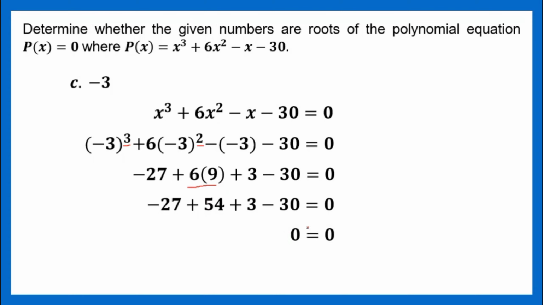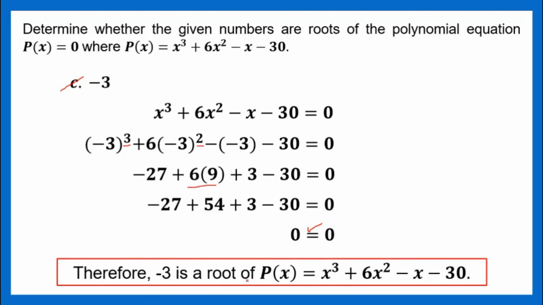So, check tayo dyan. Once na makita natin na 0 is equal to 0 yung dulo natin na sagot, this means that yung negative 3 is a root of this polynomial function. So, therefore, negative 3 is a root of p of x is equal to x cubed plus 6x squared minus x minus 30. So, ganun lang po kasimple mag-check kung root siya or hindi root. Ayan. So, I hope kaya na natin mag-solve ng sa sarili natin.